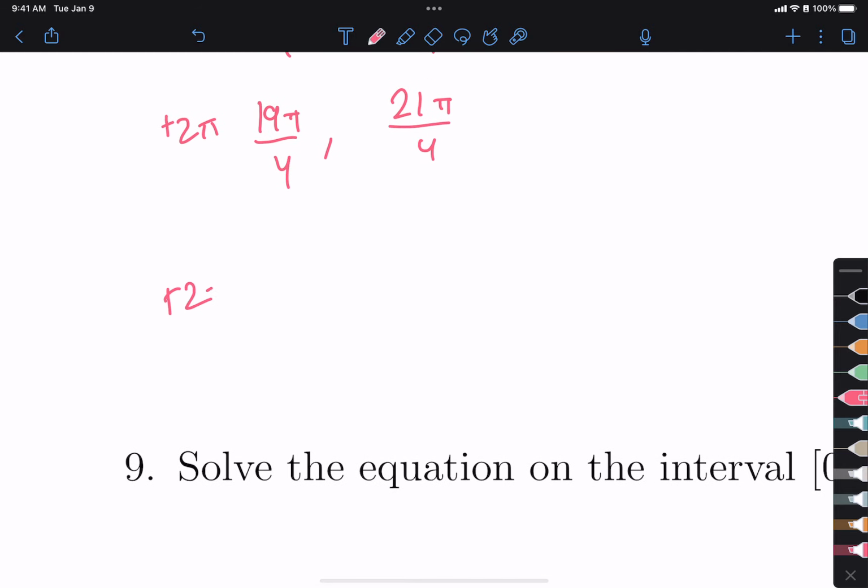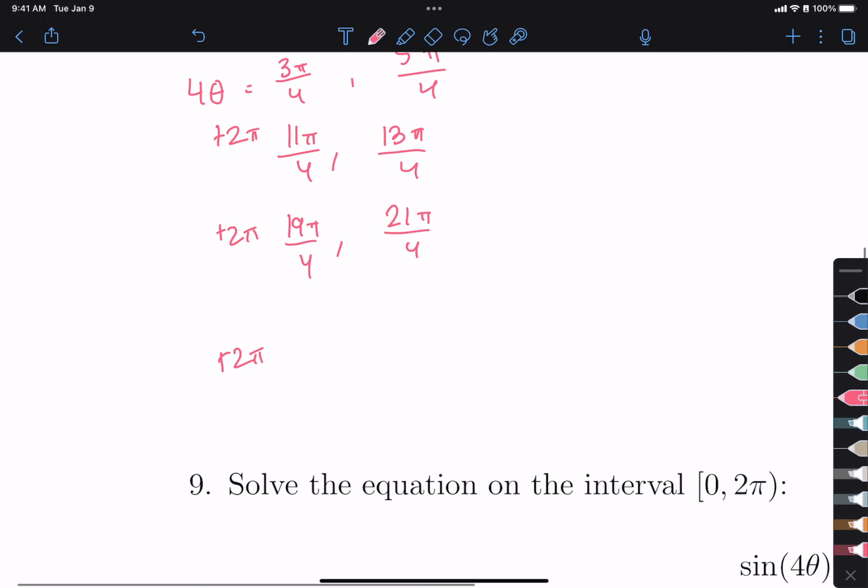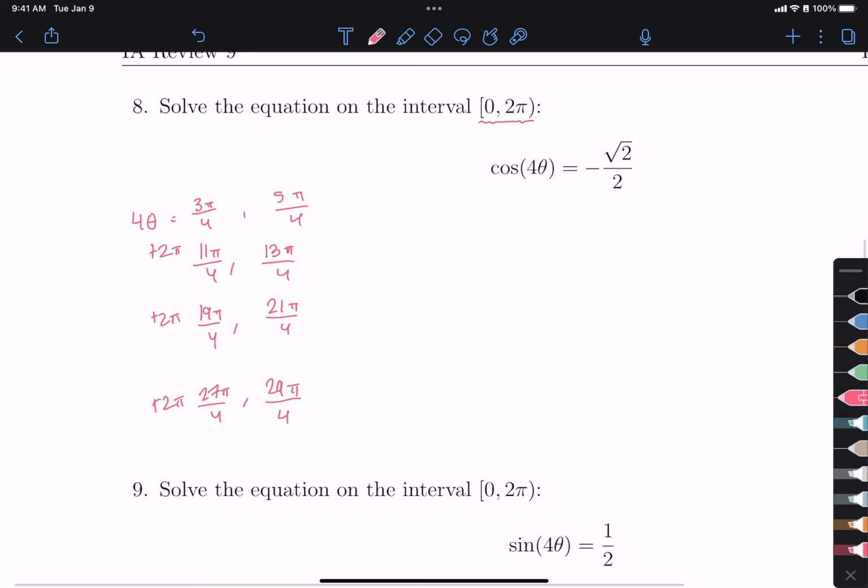And finally, if we add one more 2 pi to get our 4 values in each column, we're going to get 27 pi over 4 and 29 pi over 4, right? So these are our values for 4 theta. So here's row 1.